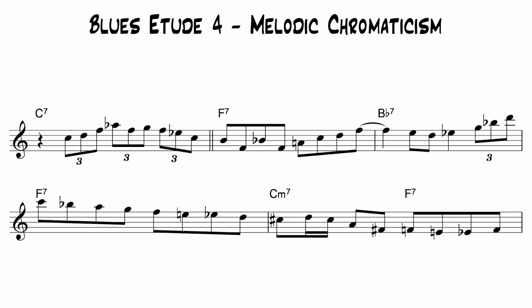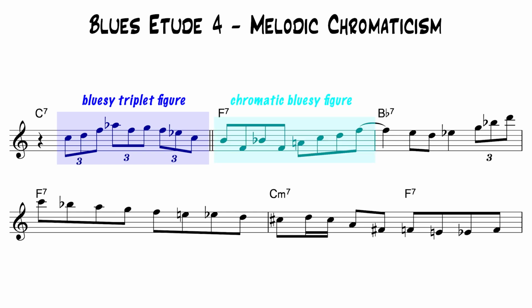Nice, so what's going on here? We start off with the bluesy triplet figure on this pickup measure here. And on the first official measure, this F7, we have this nice chromatic bluesy figure. We play the sharp fourth, go down to the root. The natural fourth, go down to the root. Then the third. So that upper voice is chromatically approaching that major third here.